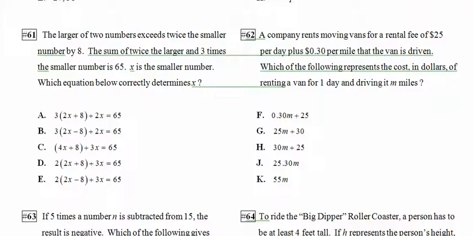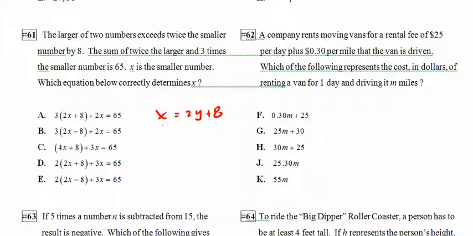A little bit of a verbiage problem here. Sum of twice the larger number. Let me back up. Larger of 2 numbers exceeds twice the smaller number by 8. So x is equal to 2y plus 8, something like that. So add them up. Sum of twice a larger number.